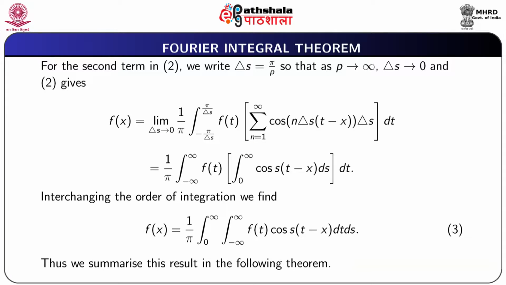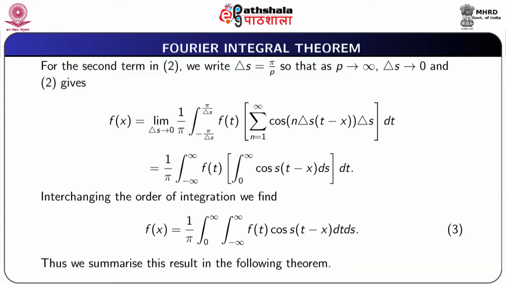Now we see that the summation over n equal to 1 to infinity, as delta s tends to 0, becomes equal to the integral from 0 to infinity of cos s(t minus x) ds. So f(x) is written as 1 by pi integral from minus infinity to plus infinity f(t) into integral from 0 to infinity cos s(t minus x) ds dt as delta s tends to 0.